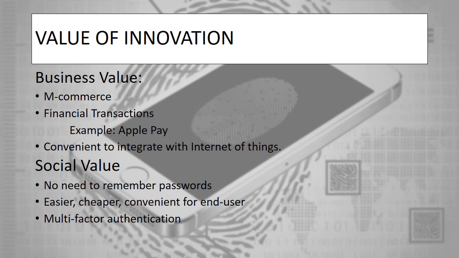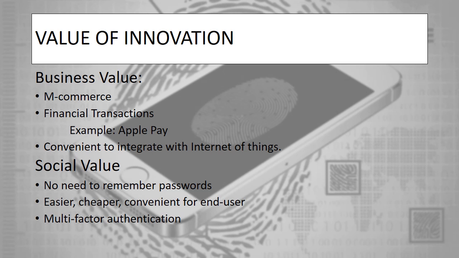Let's see the value of this innovation. The business value. M-commerce. M-commerce is the ability to buy products and services using a mobile device anywhere in the network. A fingerprint can be used as a key to a secured file containing credit card information, with applications assuring that the card information itself never appears in the clear. The other value is financial transactions. It can be used as an alternative for online payment.